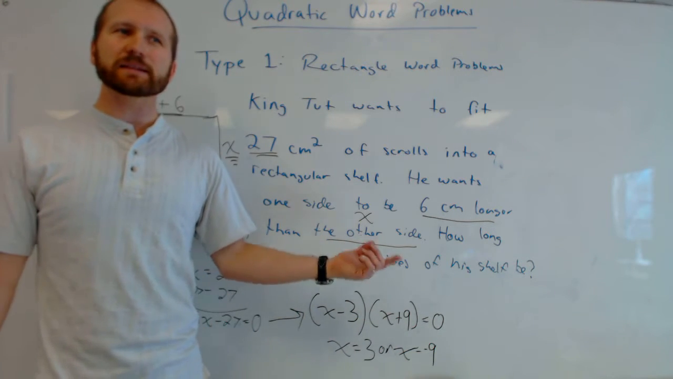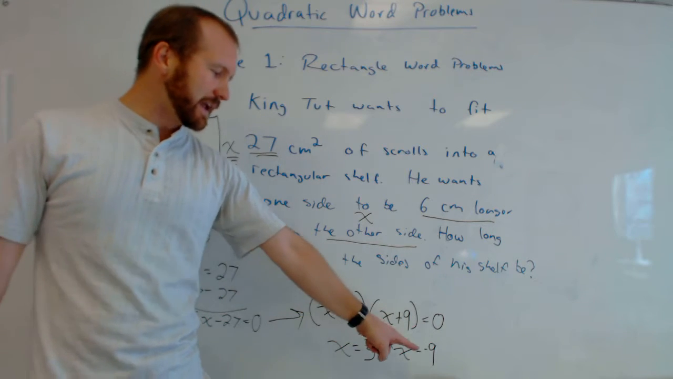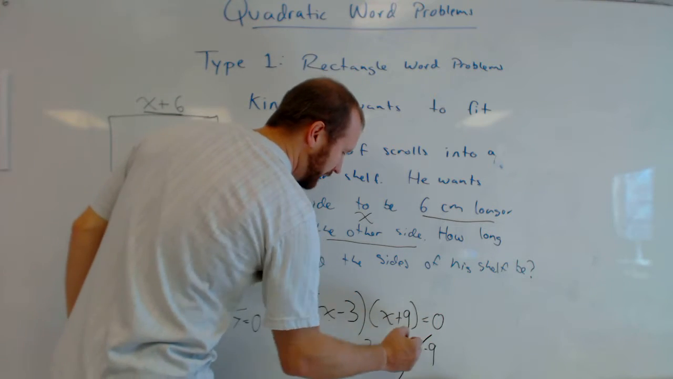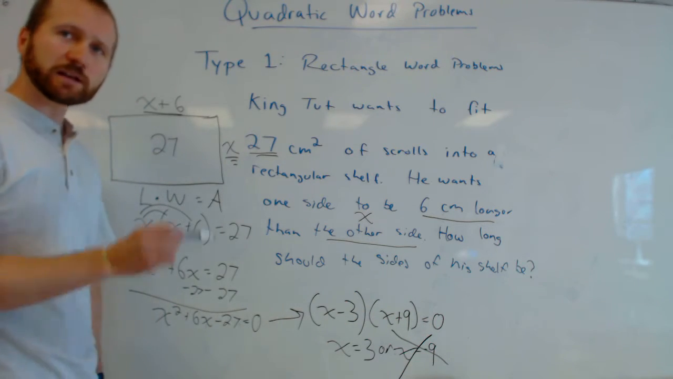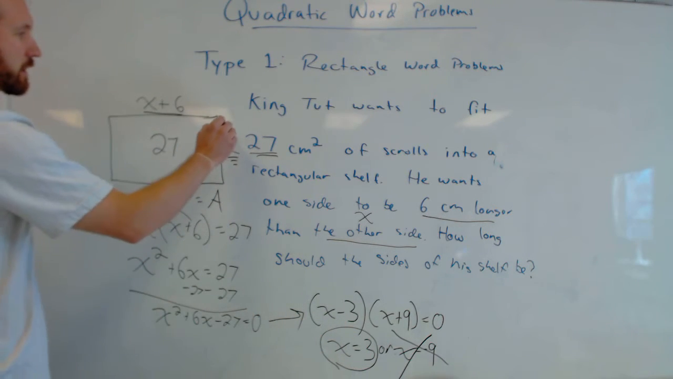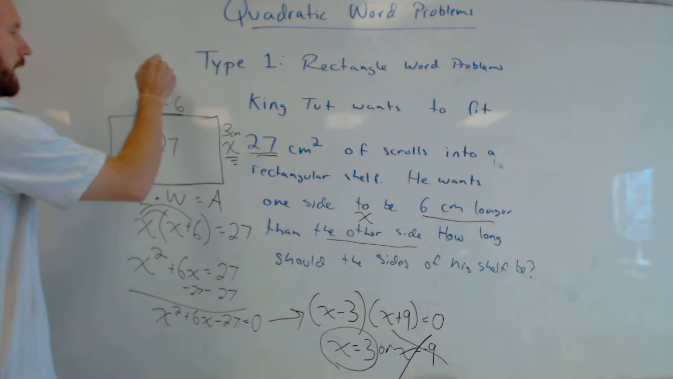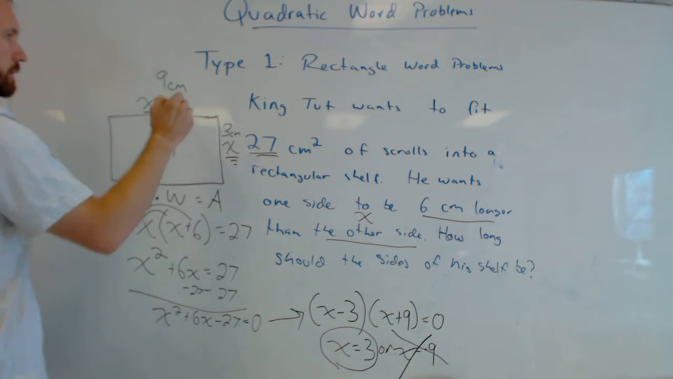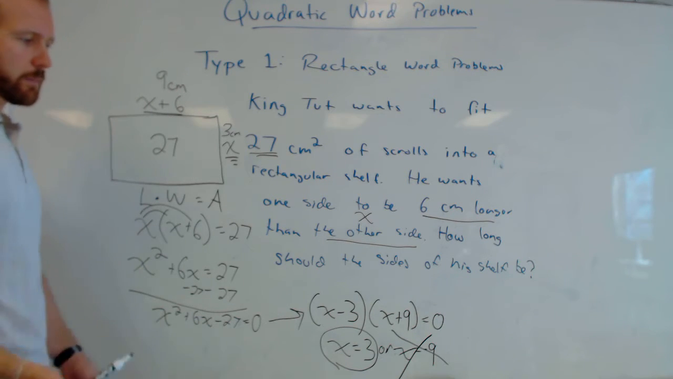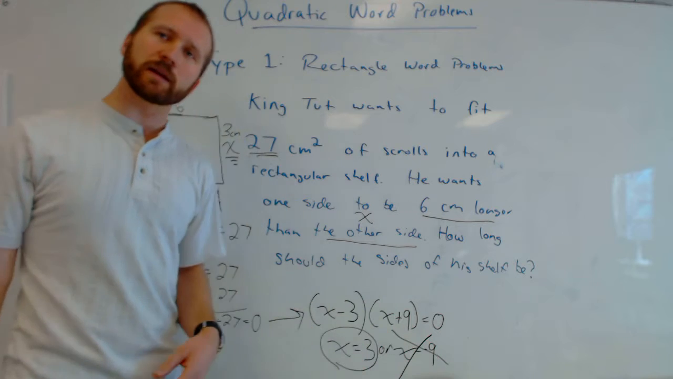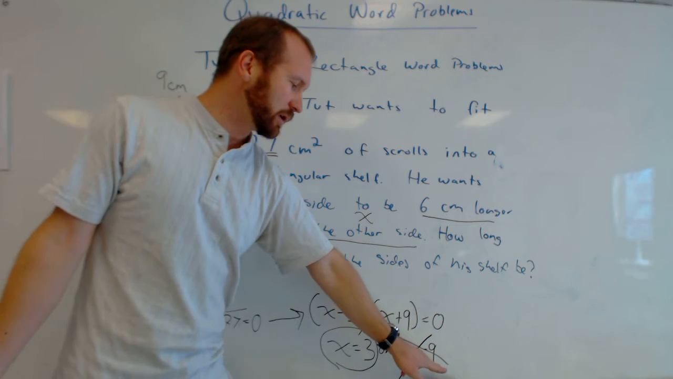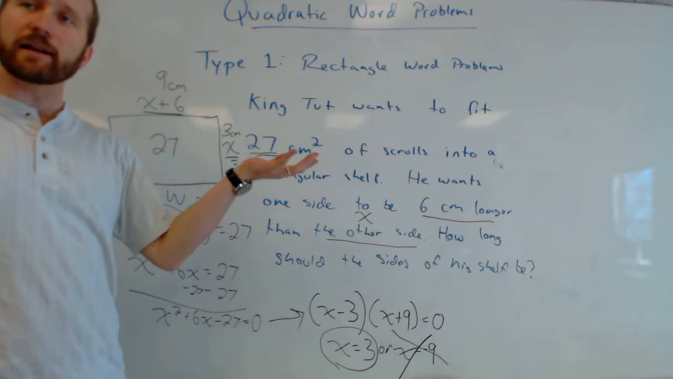Now, we're asking about the sides of a rectangle. Can the side of a rectangle be negative 9? No. So we can get rid of that answer. We can cross that one out. The sides of the rectangle have to be 3 centimeters and 9 centimeters. Why not use the negative? Because we can't have the side of a rectangle being a negative number. If King Tut wants to build a shelf, he can't build a shelf with a side of negative 9 centimeters.